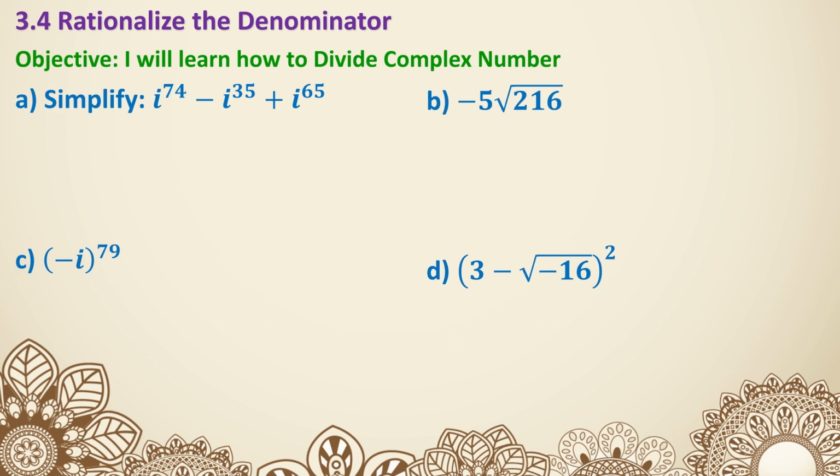Simplify: i to the 74th power minus i to the 35th power plus i to the 65th power. For that one, we're just going to use the pattern that we learned in the last lesson, which is that every 4 powers, they start repeating.